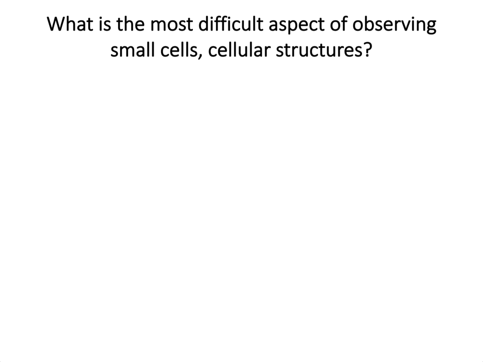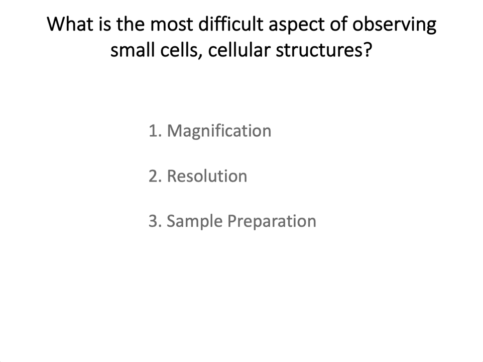So if you ask the typical person, what is the most difficult aspect of observing small cells? The most common answer is magnification, the major challenge for observing small structures. There are, however, some other challenges to consider. Another is resolution, and the third is proper sample preparation. So we will take a look at each of these challenges individually.